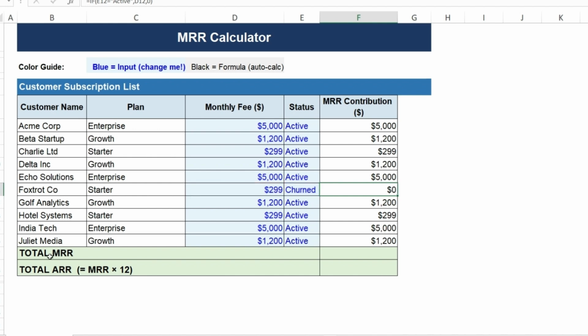Now, the next step is to calculate total MRR. Total MRR is nothing but the sum of the above values, which is 20,398. Now we have to calculate ARR. The formula for ARR is MRR times 12. So now we have our ARR as well.